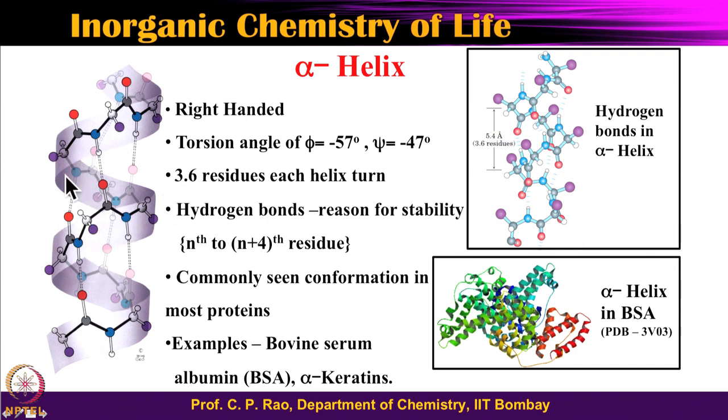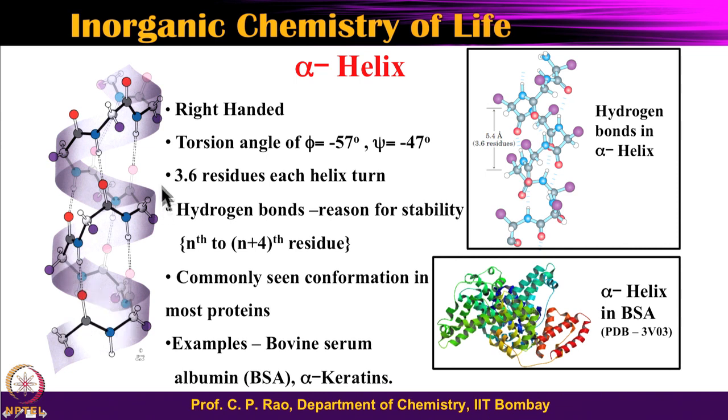So, what are these connectivities? These connectivities are CO, the carbonyl, and NH, the NH moiety. Each peptide amide bond has got CONH. So, CO of this with NH of this, CO of this with NH of this, and similarly of this. So, you have CONH hydrogen bonds. Where are these hydrogen bonds? If you take the nth residue and the n plus 4th residue, these two are connected, and such things are found in the alpha helix.